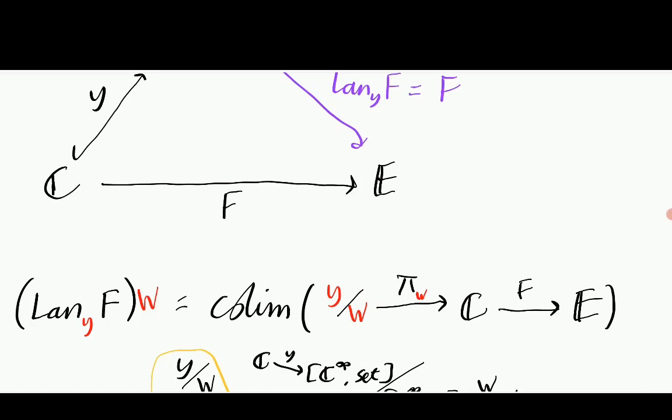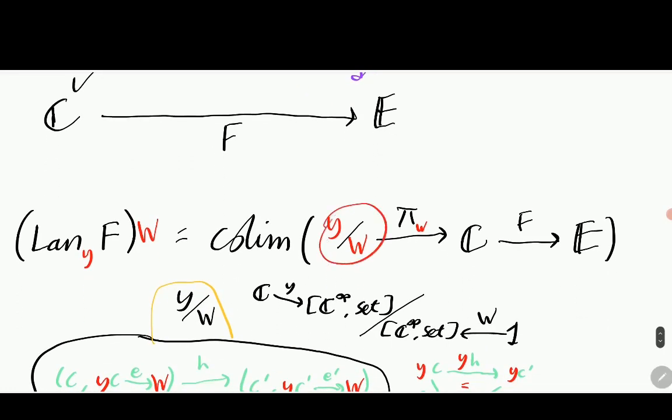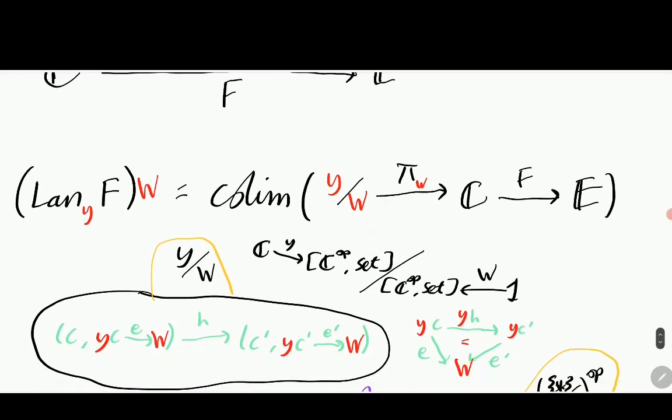So let's think about what this is, Y slice W. I mean, it's actually just a comma category of these two functors here. We can see that Y is a functor into this category of presheaves, and so is W. I mean, W is really just a functor from the trivial category. It's just picking out a single presheaf.